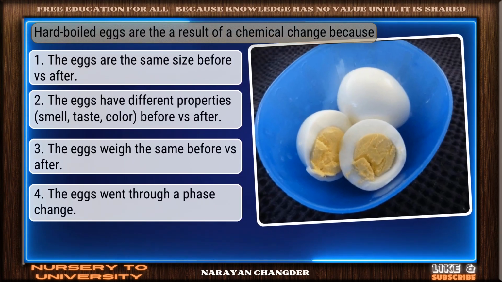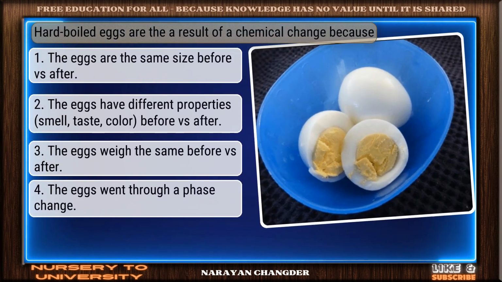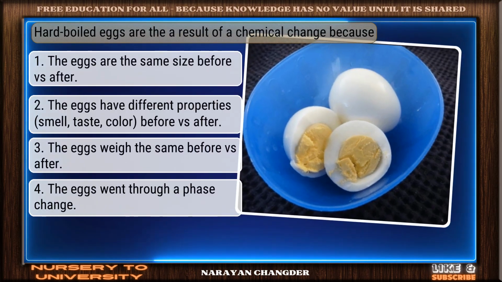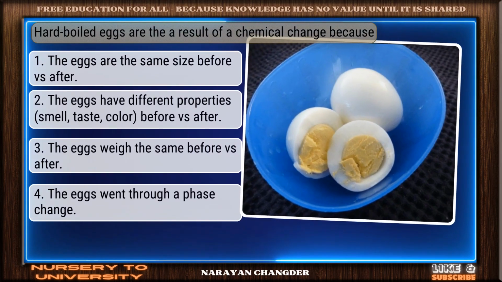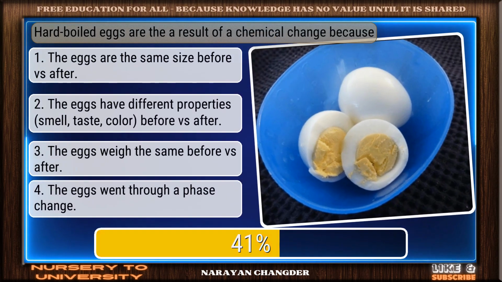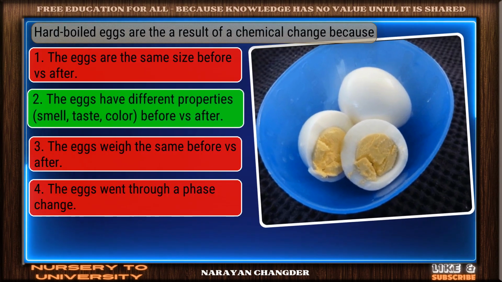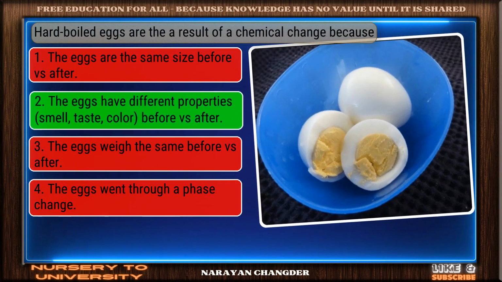before vs after. Option 2, the eggs have different properties before vs after. Option 3, the eggs weigh the same before vs after. Option 4, the eggs went through a phase change. Nailed it. The eggs have different properties before vs after.